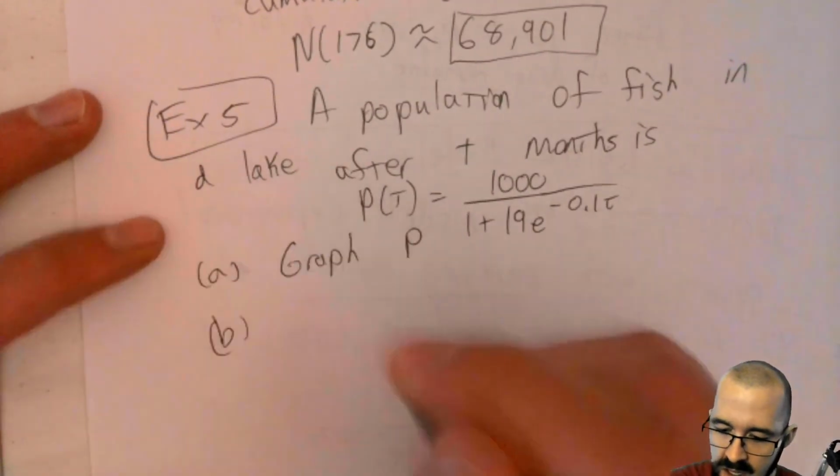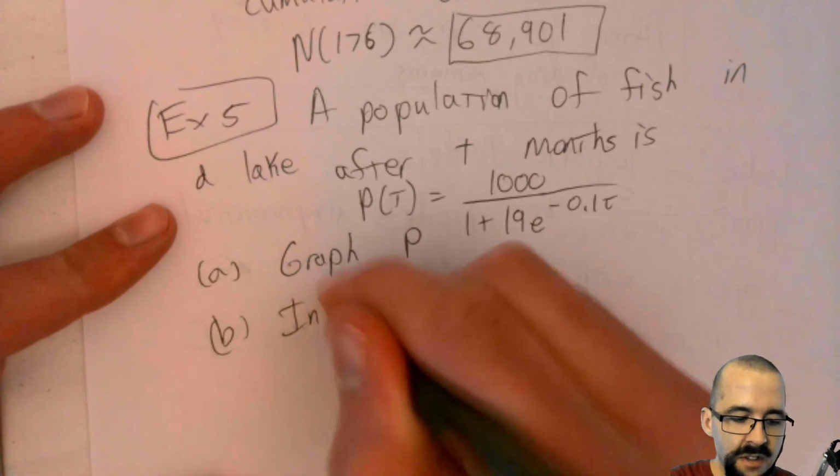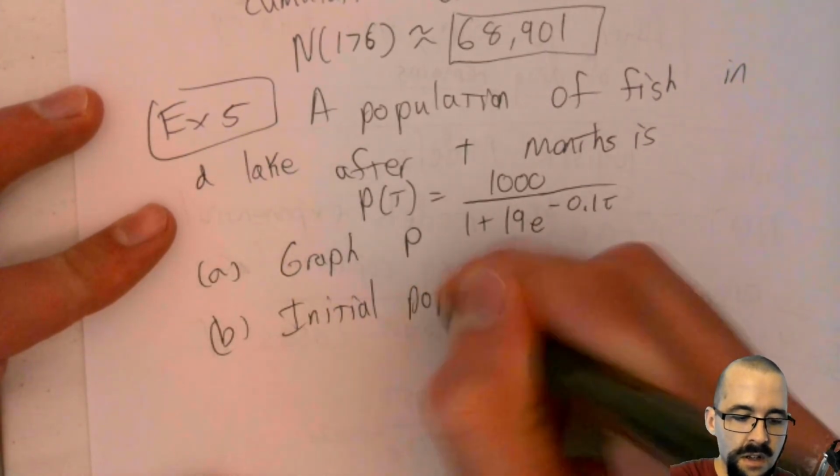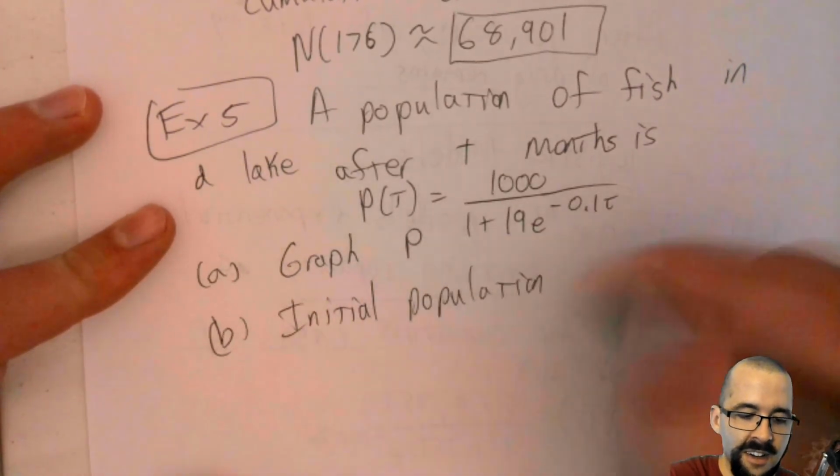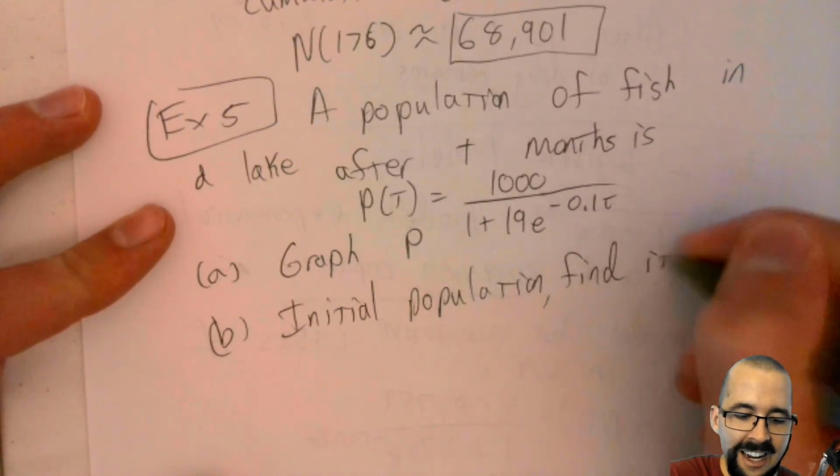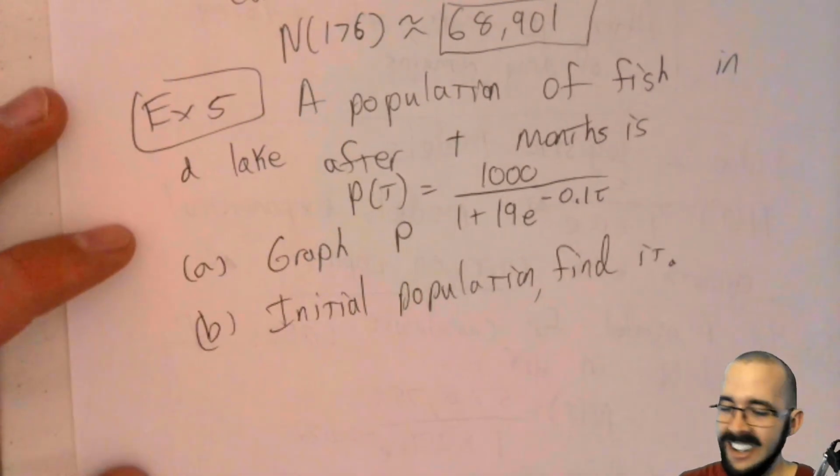So part B: what is the initial population? Find it. I got the order of my words a little off.